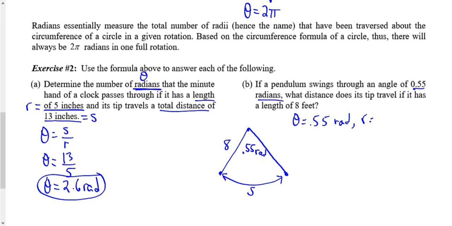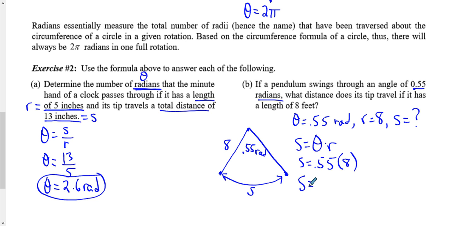And the radius equals 8. We want to solve for S. Okay, well, it's pretty simple, right? S equals theta times R. So S equals 0.55 times what? 8. Simple as that. Times 8, which S equals 4.4. So 4.4, what are the units? Feet. So it travels in its swing an arc length of 4.4 feet.